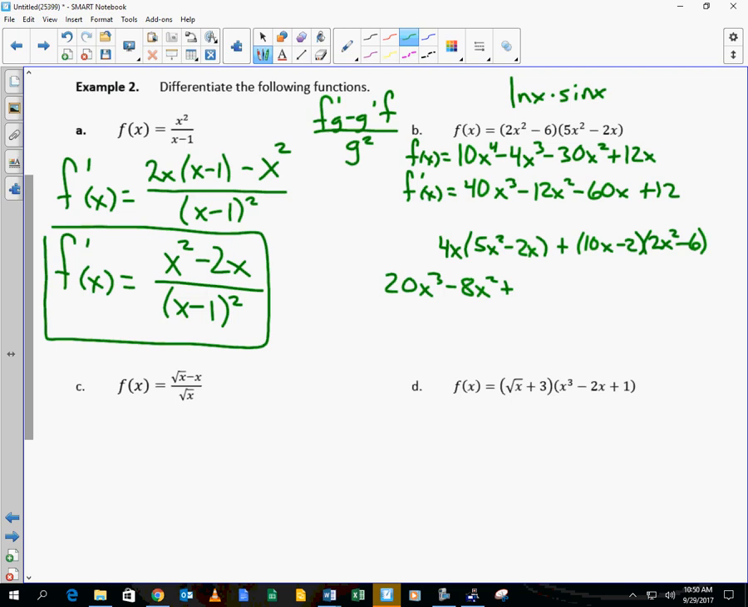I'll now multiply these out. 20x cubed minus 60x minus 4x squared plus 12. If I combine like terms together, how many cubes do I have? 40x cubed. That takes care of those squareds. Negative 12x squared minus 60x. Is that the same as what I had up there? It is.